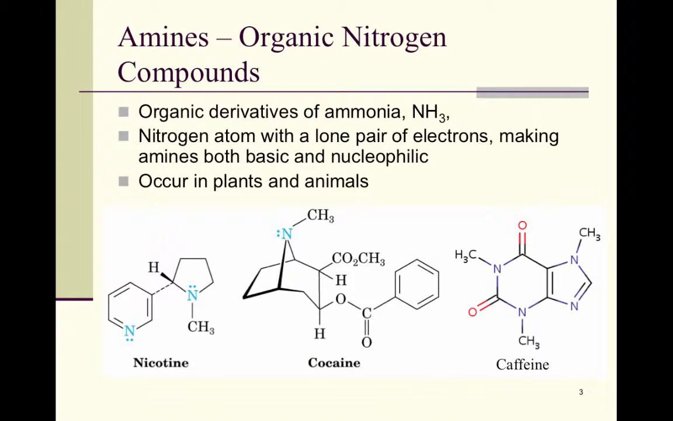Amines are organic nitrogen compounds. They are derivatives of ammonia. The nitrogen atom has a lone pair of electrons, making amines both basic and nucleophilic. Amines occur naturally in plants and animals. Here are 3 examples of compounds that not only contain amines, but other functional groups you've already seen.